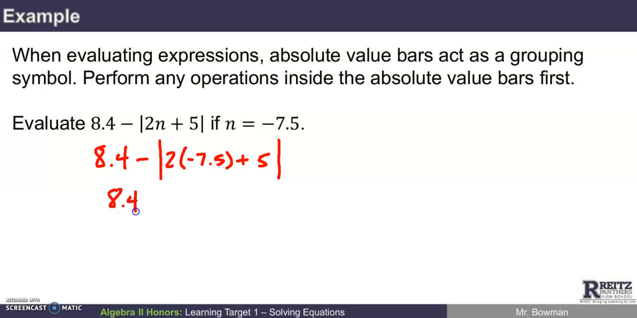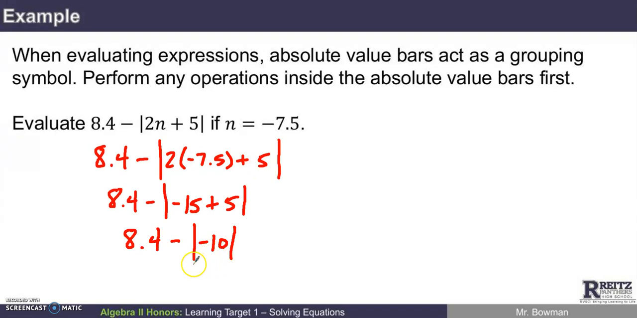I've got 8.4 minus, and the first thing I should do inside here is multiplication. Remember that multiplication should happen in order of operations before addition does. So 2 times negative 7.5 is negative 15. And then with these two things left, now I can simply perform that last operation, addition. So I've got 8.4 minus the absolute value of, and negative 15 plus 5 is negative 10. And we've reached the part where I've simplified everything inside the absolute value notation.